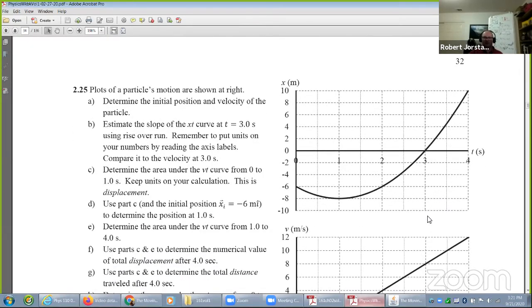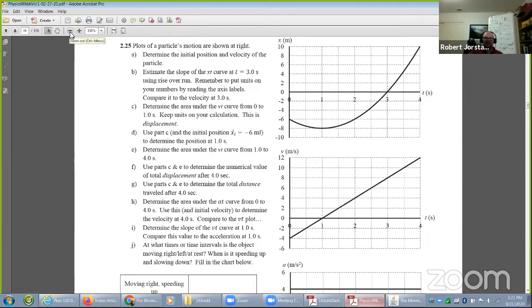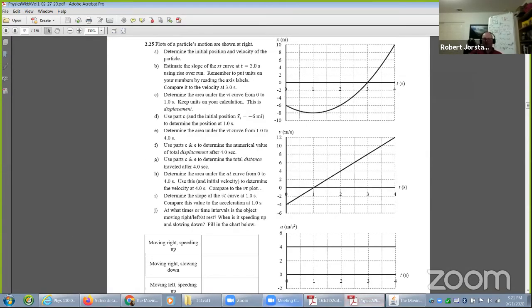All right, so here's a crazy looking problem. This is very similar to what we just did. We did a problem where X was concave down, the XT plot. Here's one where it's concave up. And so in this case, I know I gave you all 3 plots. Let me zoom out a little bit. The idea here is that I gave you all 3 plots, and what we're trying to do is basically what we just did on the screen. I want you to compare these plots to each other. So for example, in part C, it says determine the area from the VT curve. Compare that to the displacement on the XT curve, right? So the idea is you're supposed to use these graphs and compare them.